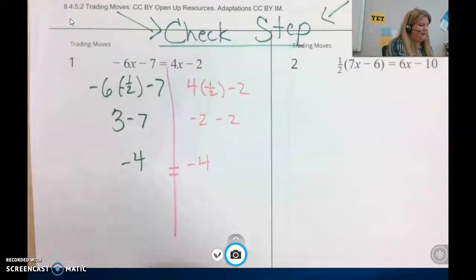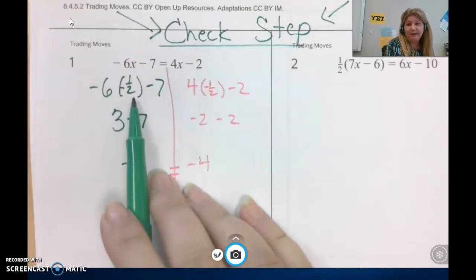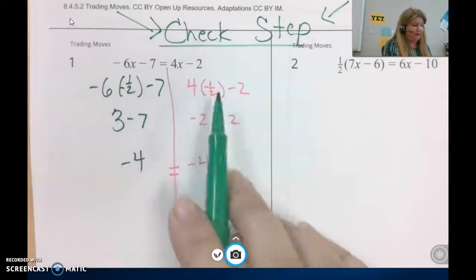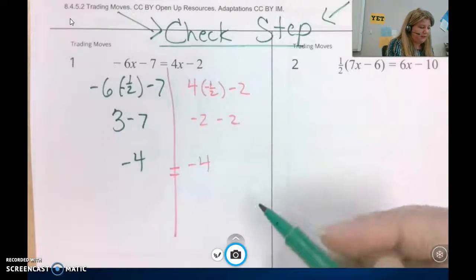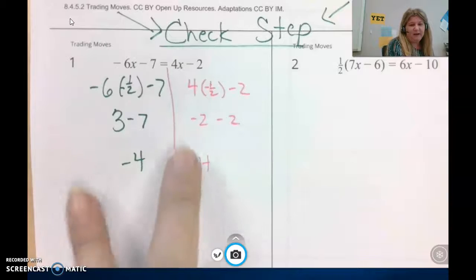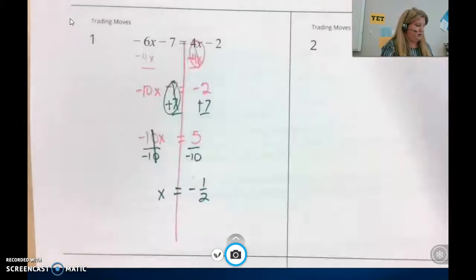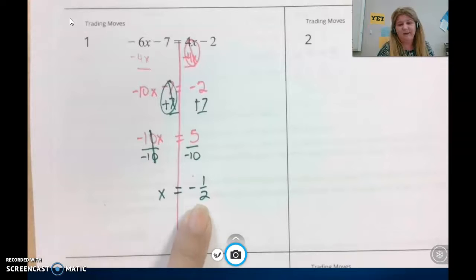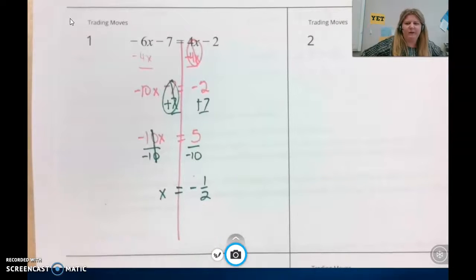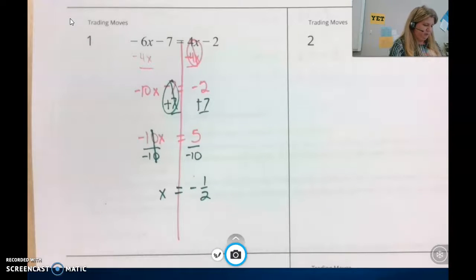So for every x that I had, I substituted my answer of negative 1/2 in, and then I just worked each of these out. And since I had the same result at the end, that proves that the correct result here is negative 1/2, or the correct value for x is negative 1/2. So then we'll move on to number 2.